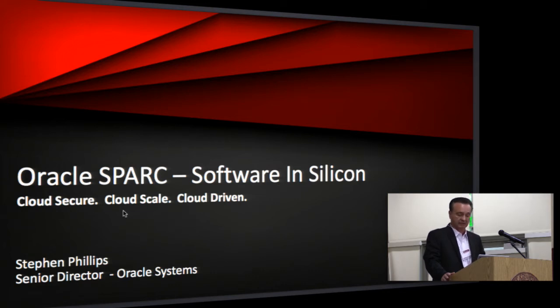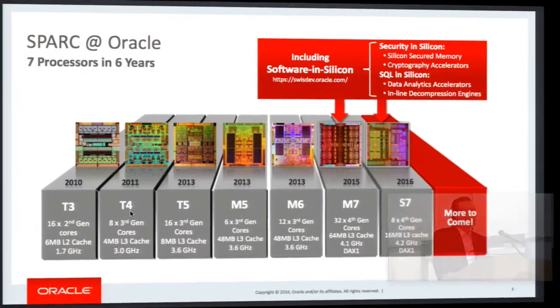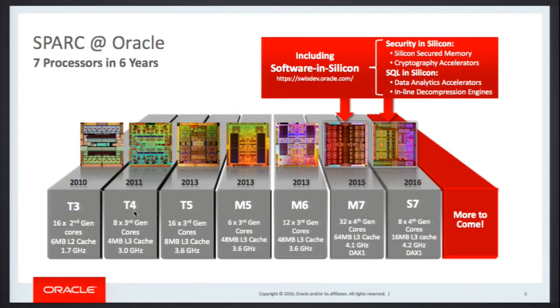and software together. So if you're familiar with SPARC processors, we've introduced a number of processors over the years. Currently, we're shipping 2 processors, M7 and S7. They execute the SPARC ISA, and what we introduced with them was software and silicon in the areas of security and in the areas of SQL acceleration for our database.